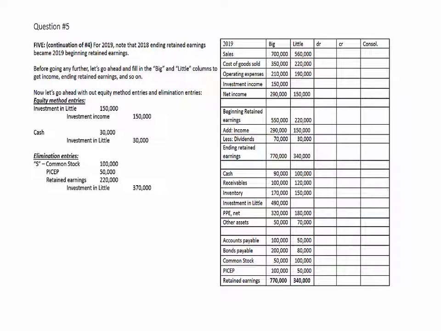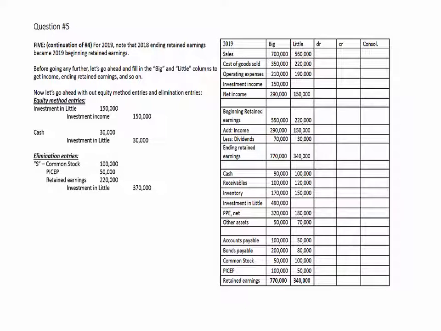Next, our elimination entries. Before going any further, please note that it's extremely important, both for your sake and mine when I look at your work, that you make a clear and obvious separation and distinction between your equity method entries and your elimination entries. The equity method entries are actually recorded by the parent in their ledger. The elimination entries are simply worksheet entries. So, never the twain shall meet.